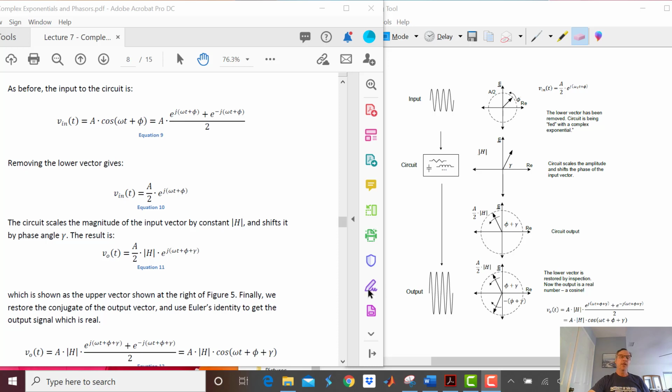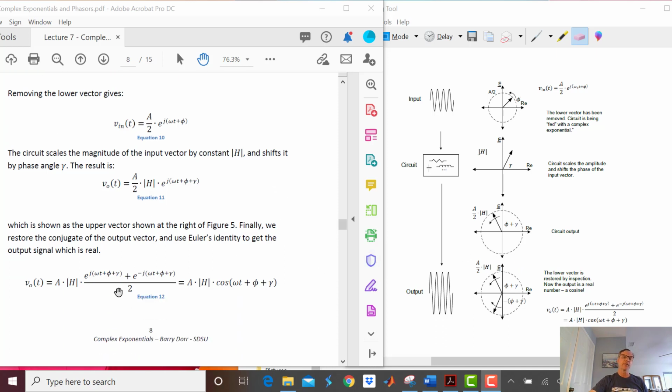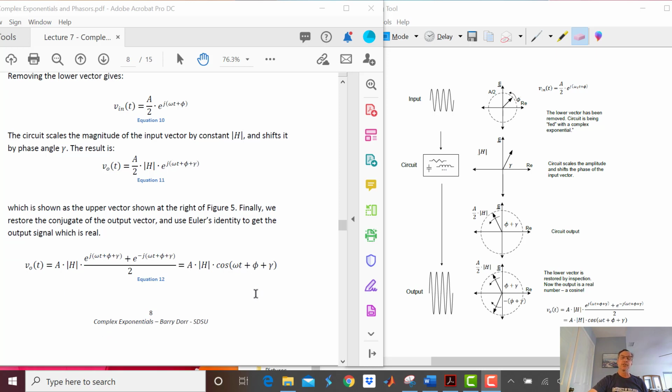So what I'm going to do now is say, well, I know that the upper vector is here, so that means I know the lower vector is following it like a little dog, so it's going to be down here. So let's just restore it. Or in other words, I have my expression for the upper vector. Let's just put the lower vector back in. Here it is. And now I use Euler's identity, and I have my answer.